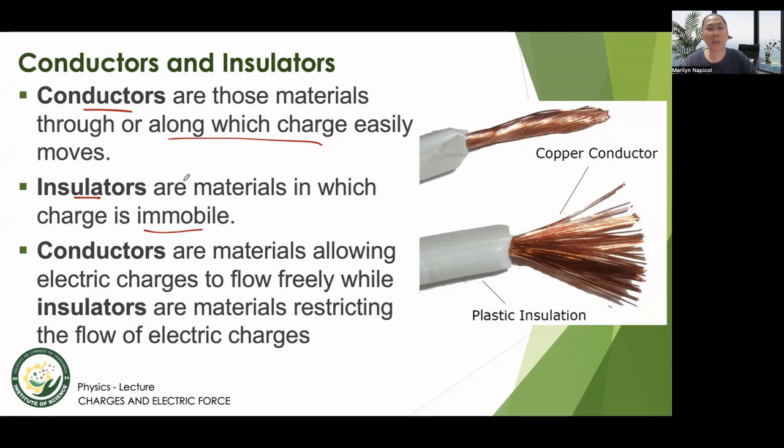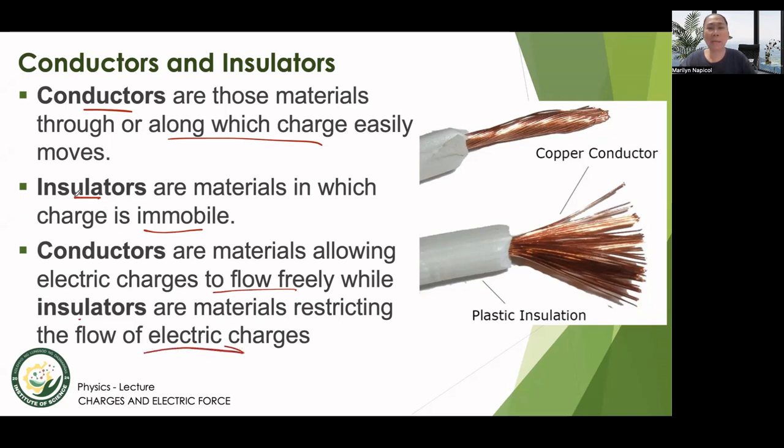So, electrons are just like that. So, pag hindi sila makamove from one place to another, that material is considered to be an insulator. Now, conductors are materials allowing electric charges to flow freely, while insulators are materials restricting the flow of electric charges.